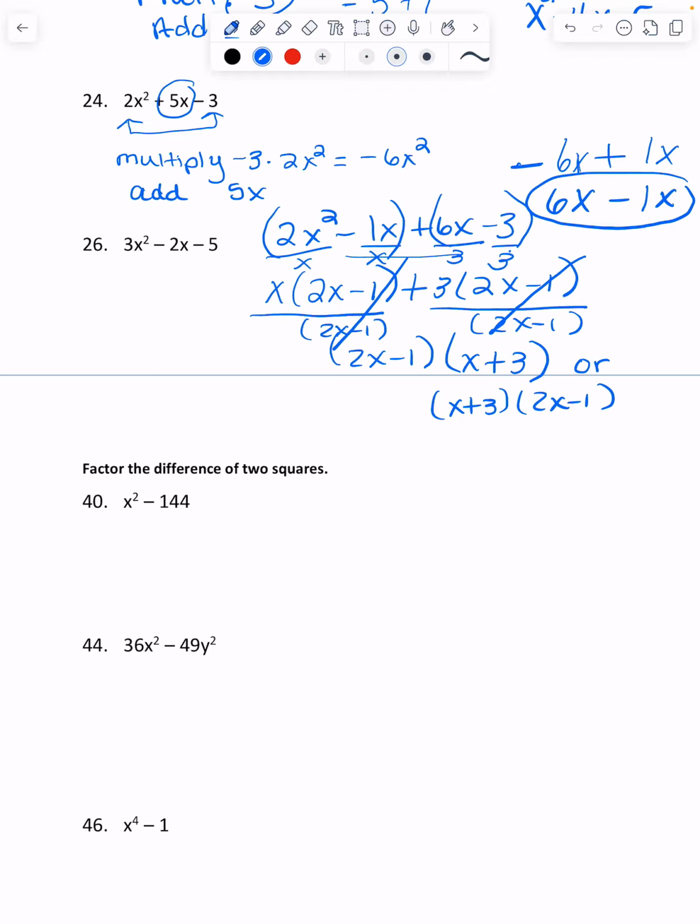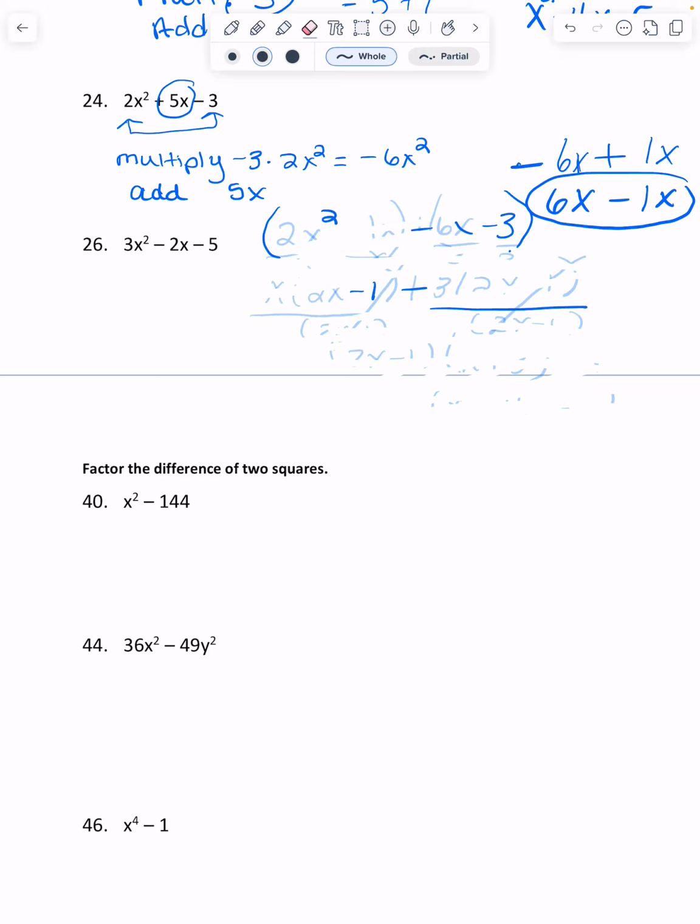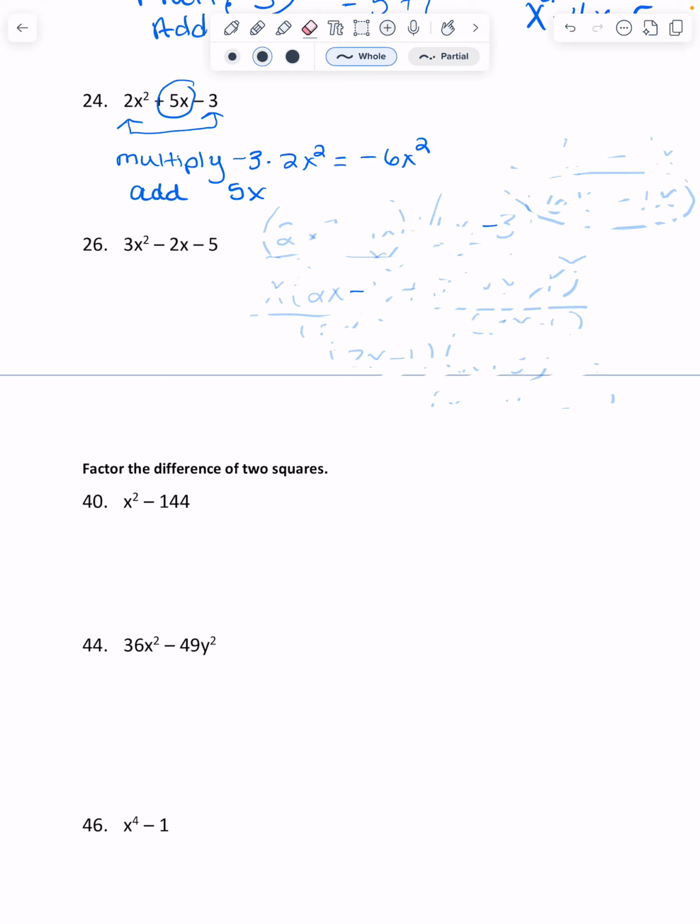Okay, so to give me a little bit more room to write, I'm going to use the eraser, and I'm going to get rid of this to give me some room to work the problem.